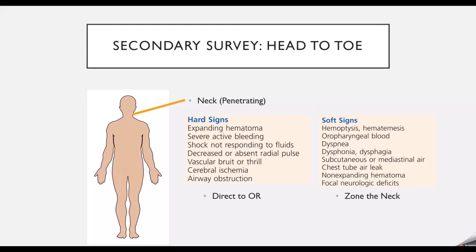Now, there are a few signs you're going to want to look at to determine the extent and the speed at which you are going to need to respond to a neck penetrating injury. These are called hard and soft signs. You can look at them on my screen right now, but pretty much the very bottom line is what you are going to do at the very end: are you going to do a direct OR, or are you going to zone the neck?